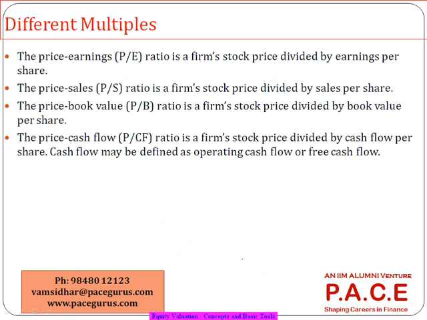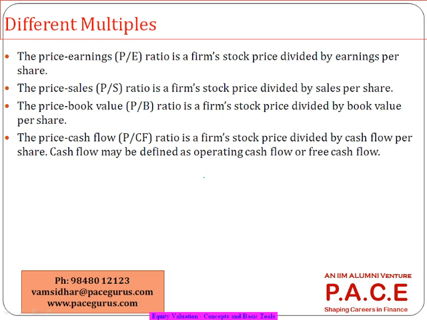So the most common multiples are P by E, P by S, P by BV and P by cash flow. In all of them the scenario is the same. The higher the value, you can treat them as overvalued. They are all comparison ratios with respect to competitors or with respect to the industry average. The higher the value, you will say that they are overvalued. The lesser the value, we say they are undervalued and worth buying. That's a typical simpler aspect of valuation.